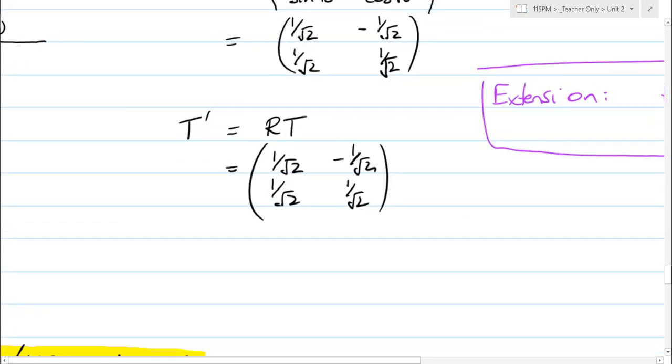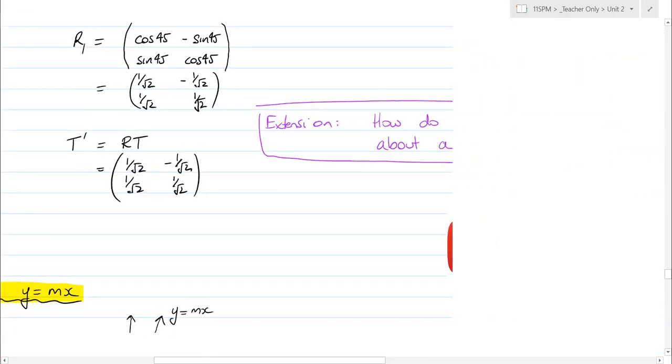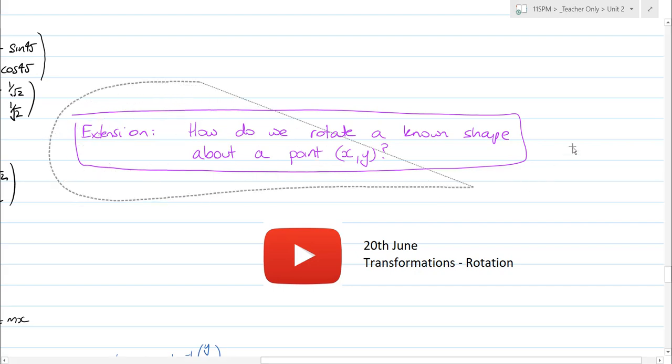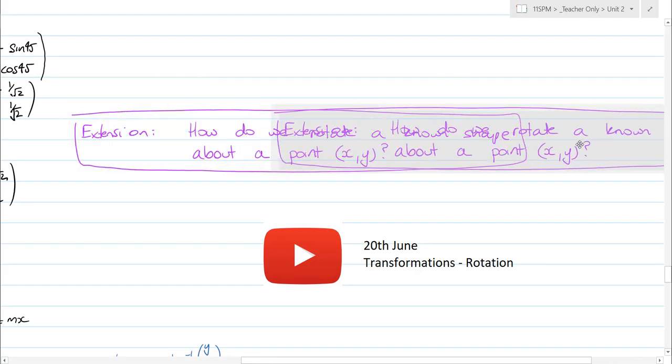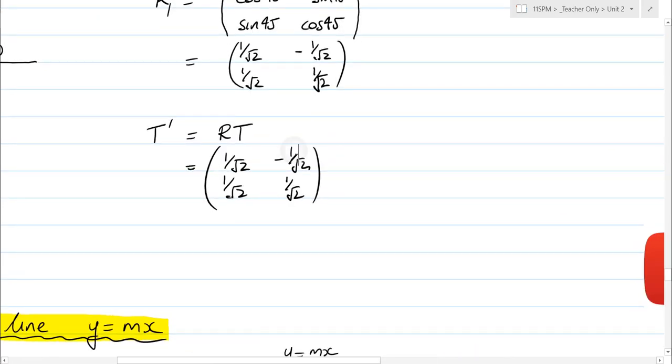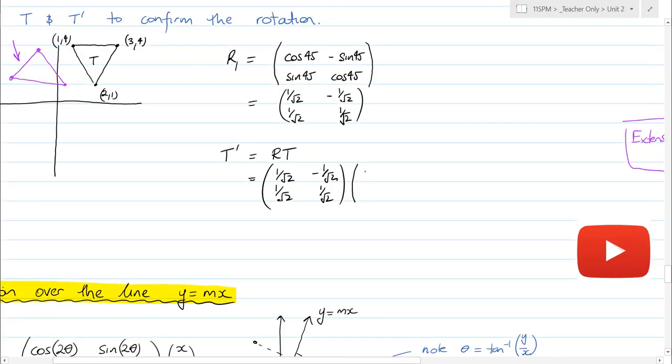And I'm going to multiply this by, I'm going to do all three coordinates at once. So the coordinates were 1, 3, 2, 4, 4, 1. Yep. Okay, so there's my three coordinates at once.